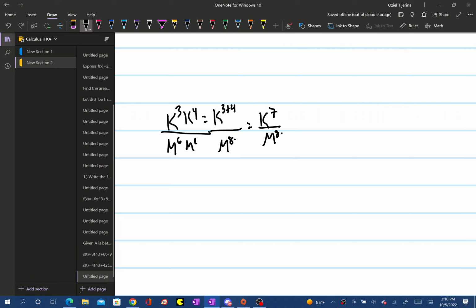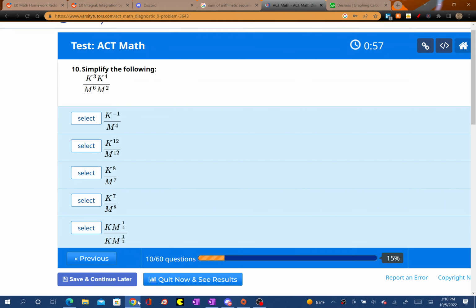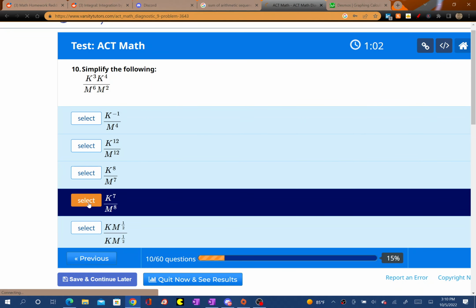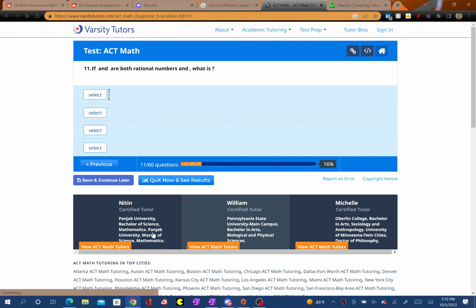K to the 7th over m to the 8th. Just remember your laws of exponents. When you have k to the m times k to the n, this is k to the m plus n. You're just adding the exponents. So it should be k to the 7th over k to the 8th, or m to the 8th, excuse me.